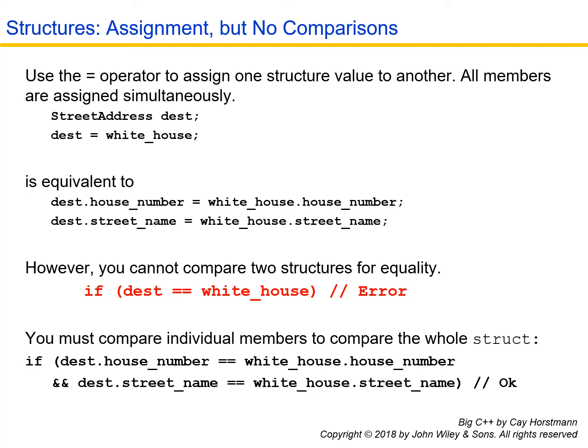But you cannot compare two structures for equality. We've not defined an equals equals operator for structs in C++, so instead you have to compare the individual members. Dest.house number equals whitehouse.house number, and so forth and so on.